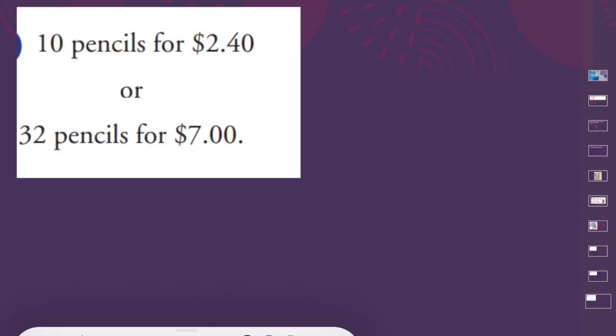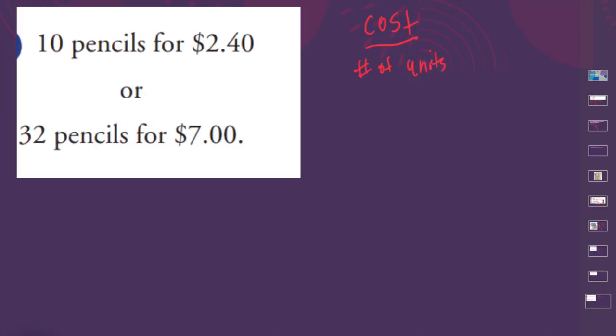Let's look at one last one. What would be the better deal? 10 pencils for $2.40 or 32 pencils for $7? So once again, let's remember that it's the cost over the number of units. And so if we have $2.40 for 10 pencils compared to $7 for 32 pencils, let's go ahead and divide and find the unit price for one, and that will help us to make the comparison about which one is a better deal.